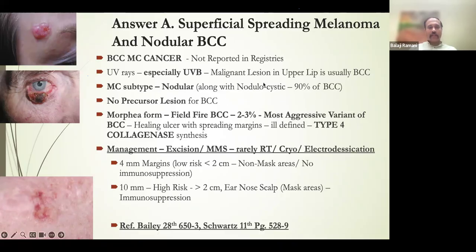One characteristic of BCC: we saw that squamous cell carcinoma has actinic keratosis. We'll see that melanoma has melanoma in situ. In BCC, there is no precursor lesion. There is straight away directly only BCC. So there is no precursor lesion.